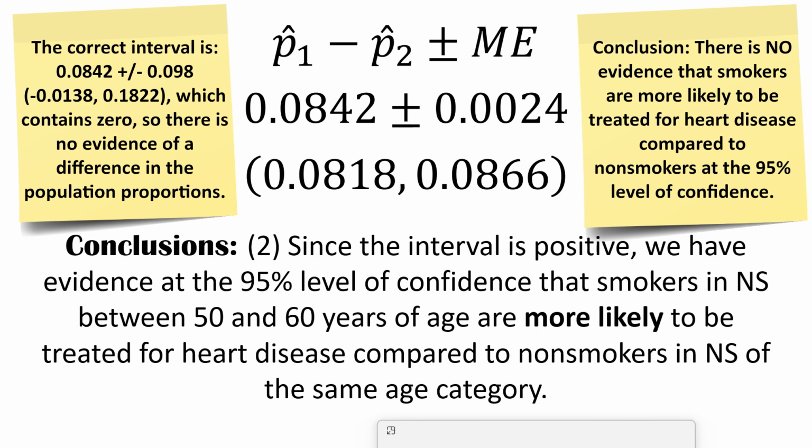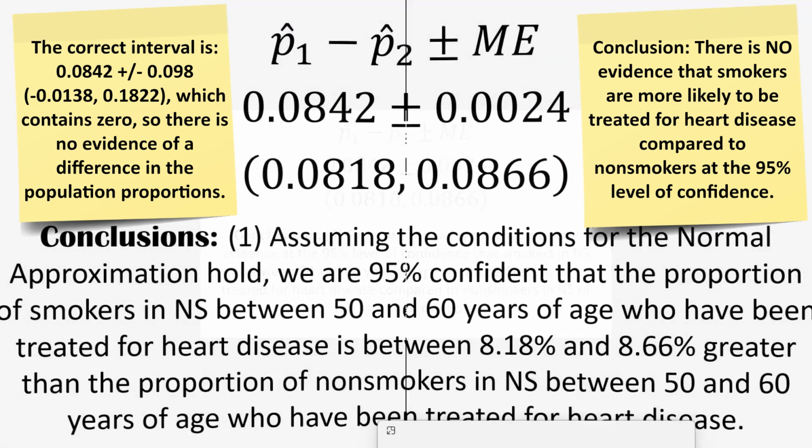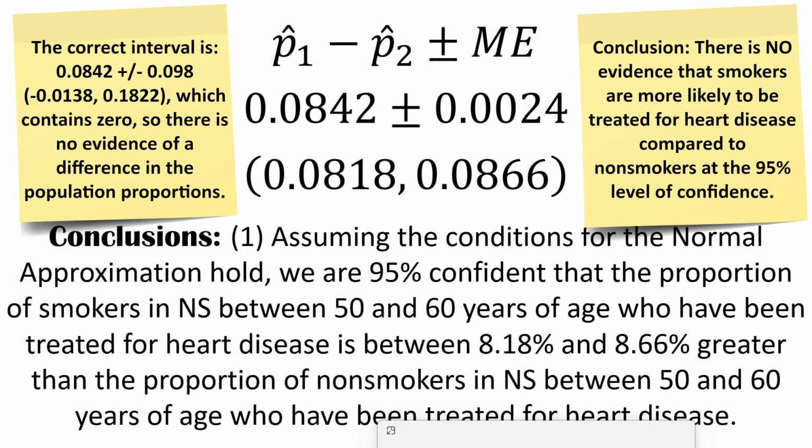So when it comes to writing your conclusions on the final, I want to see both things. I want to see this sort of standard conclusion where you say that, assuming the conditions hold, you mention your level of confidence, and then you go on and say what the confidence interval is telling you. And then you make a note whether 0 is in the interval, whether the interval is positive, or in some cases, whether the interval might be negative.